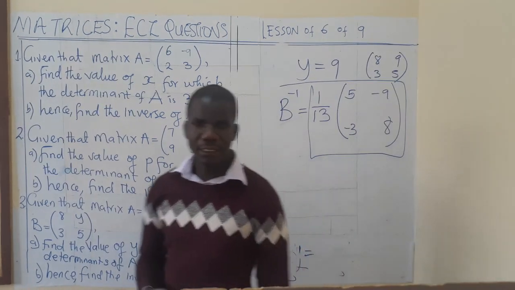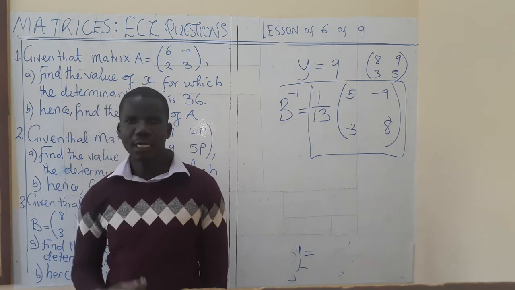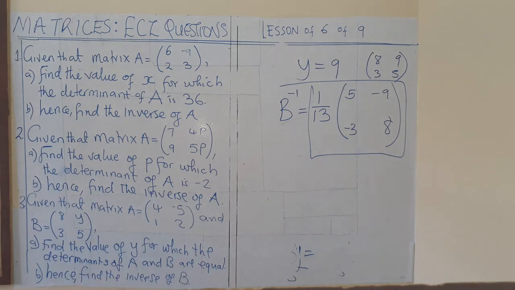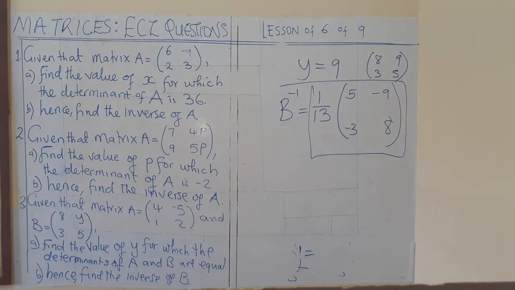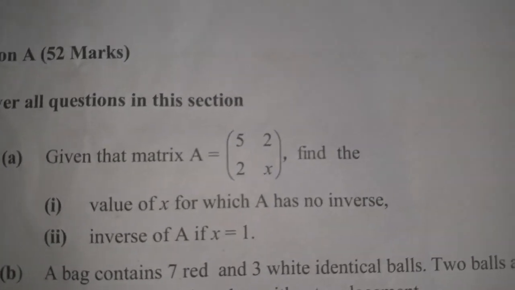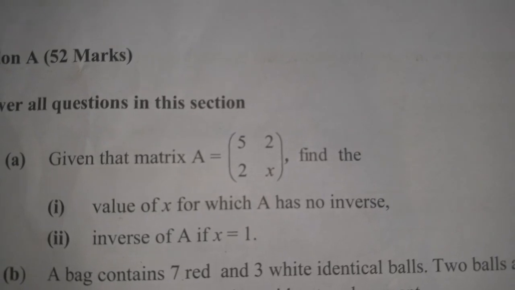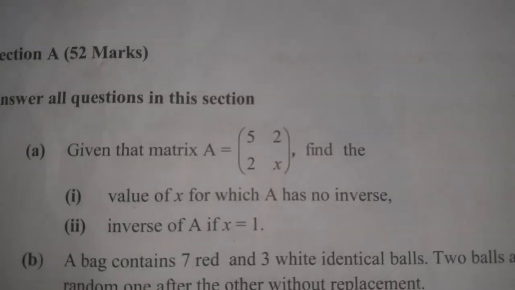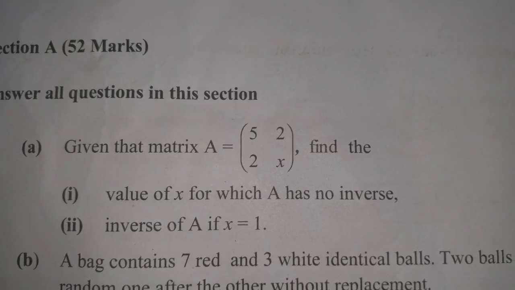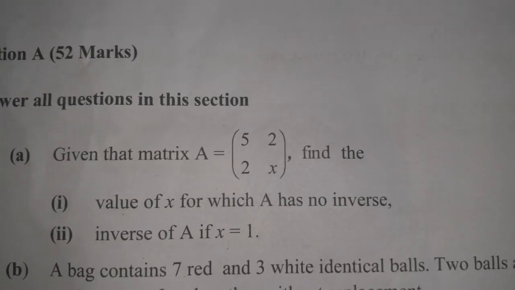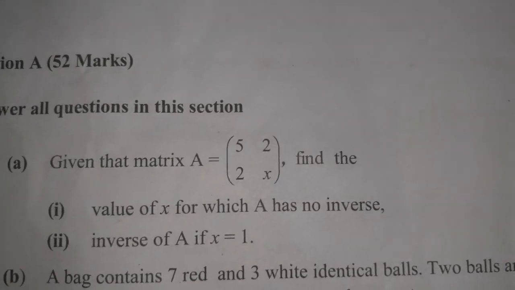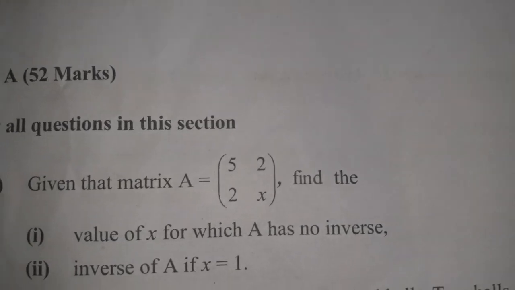Now let me give you an exercise. So we're supposed to do A here. A matrix that has no inverse has a determinant of 0. Take note of that. It's the same as a singular matrix. If they tell you that a given matrix is singular, just know that the determinant is 0. So do this question here.